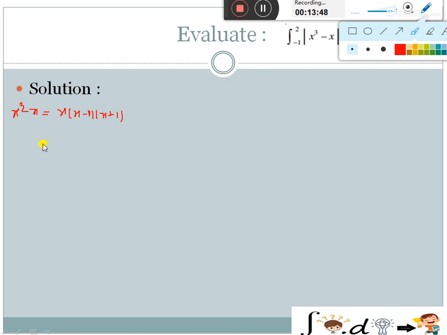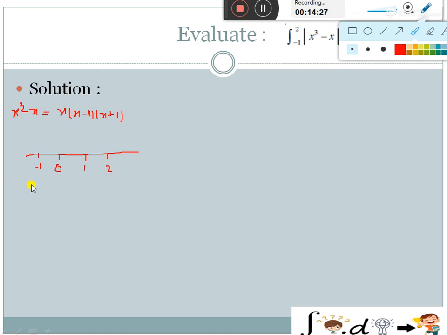And now here the zeros of the polynomial are 0, 1 and minus 1. And here the limits of integration are minus 1 to 2. We have to find the integrand in between minus 1 to 2, and therefore we have to represent this on a number line. Suppose this point is minus 1 and this will be 0. We have to represent the zeros also on the number line. Suppose this value is 1 and this point is equal to 2.